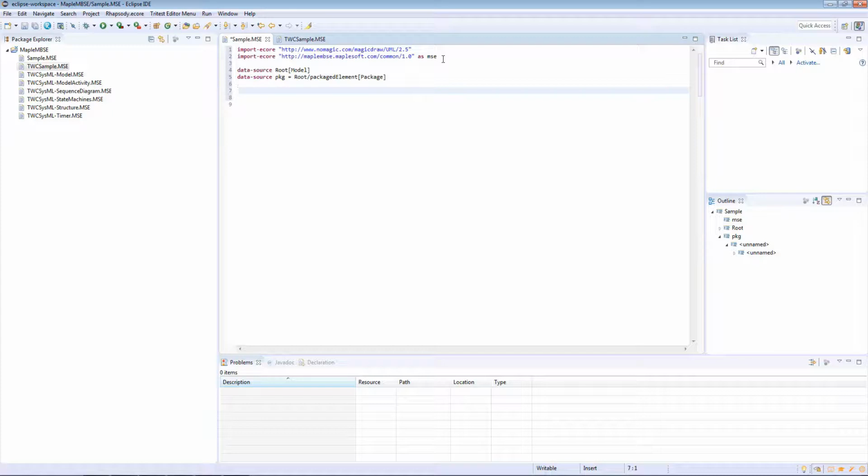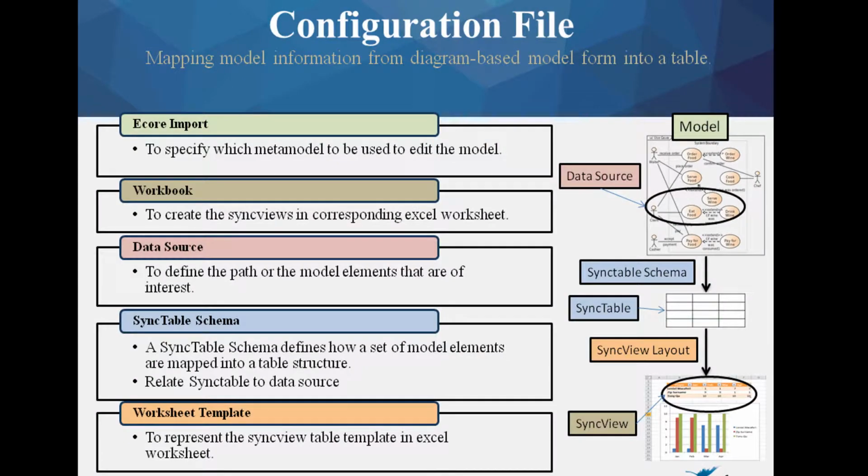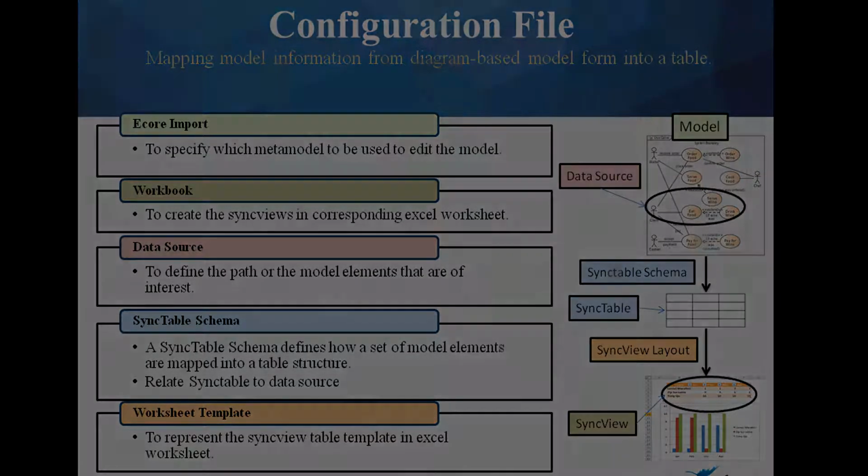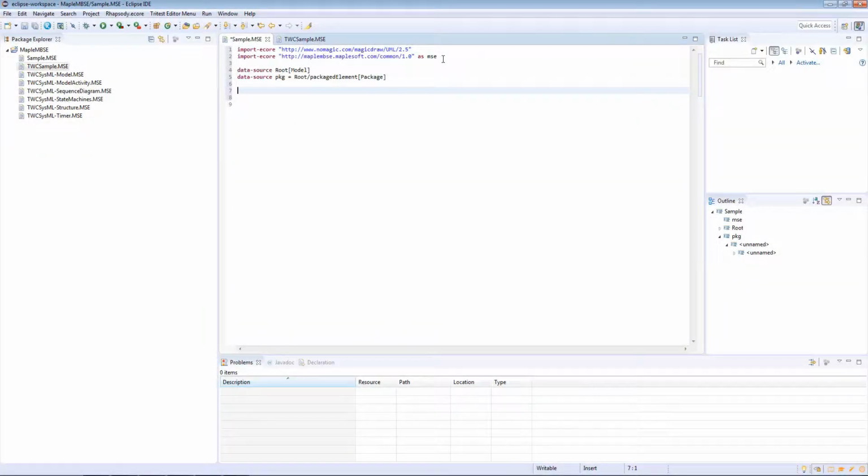Once we have defined the data source to get the packages, we need to specify a sync table schema. A sync table schema is where we define what values, attributes, or what kind of information you want from the data source. Here our data source is pointing to package. Say now I want to grab information about the package name and the package visibility. So I'll create a sync table schema to do that. Sync table schema, let me call it package schema.